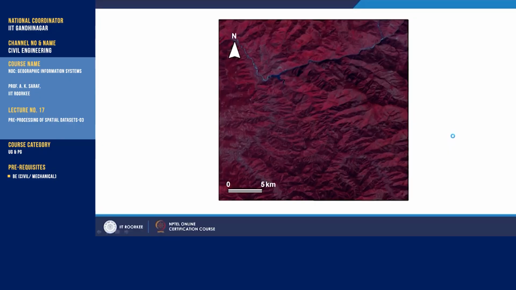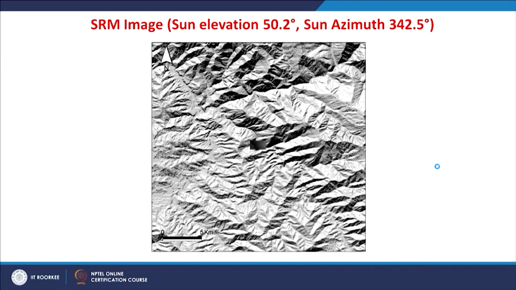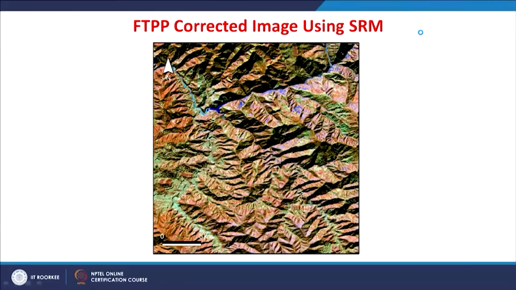Similarly, one more example is here: this is an input image, this is a digital elevation model, and this digital elevation model has been created using the opposite sun azimuth angle, and then you get a new product something like that. So, this is the FTPP corrected image. Nowadays, you do not have to create your own digital elevation model. You can employ already available digital elevation models and get rid of FTPP using this image merging or image fusion technique.